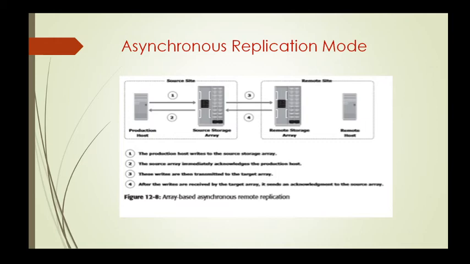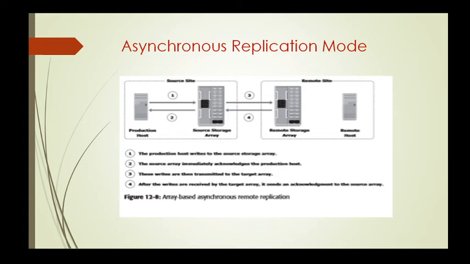In the third step, these writes are then transmitted to the target array. Okay, that is step number 3. And in step number 4, after the writes are received by the target array, it sends an acknowledgement to the source array. Similar to synchronous replication, in asynchronous replication, writes are placed in cache in the 2 arrays, and later they are destaged to the appropriate disk. Some implementations of asynchronous remote replication maintain write ordering.